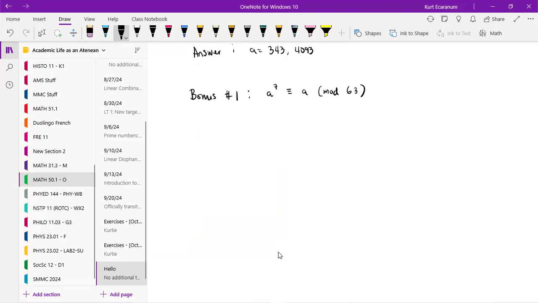Euler's theorem says that phi of 63 equals phi of 9 times phi of 7, which is 6 times 6 equals 36. Then a to the 36 is congruent to 1 mod 63.